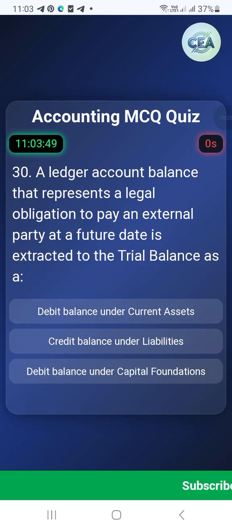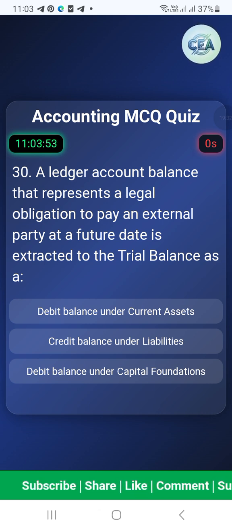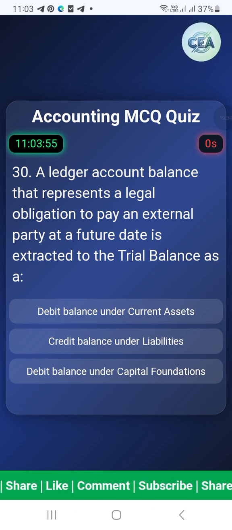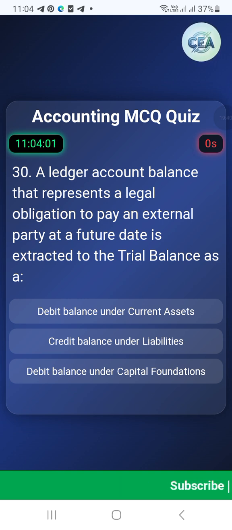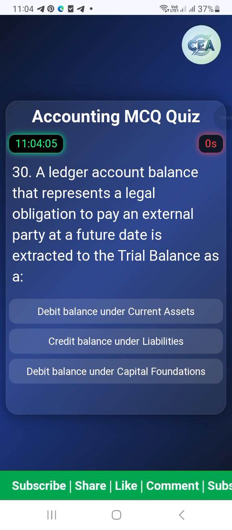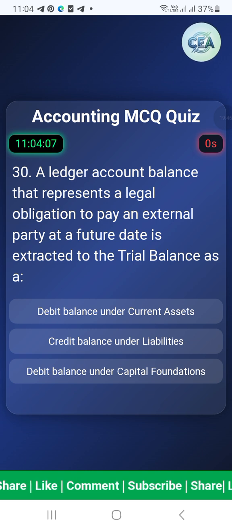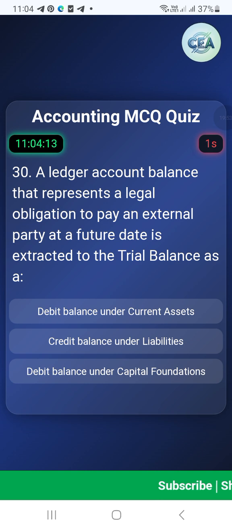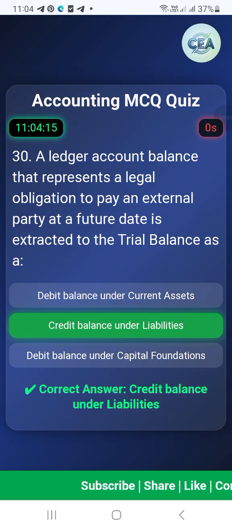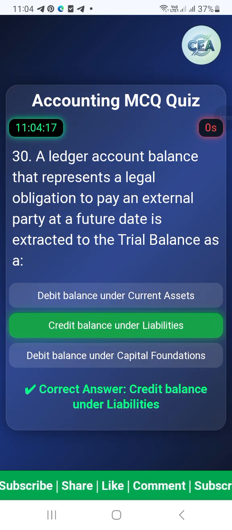30. A ledger account balance that represents a legal obligation to pay an external party at a future date is extracted to the trial balance as a Option 1. Debit balance under current assets. Option 2. Credit balance under liabilities. Option 3. Debit balance under capital foundations. Correct answer is credit balance under liabilities.